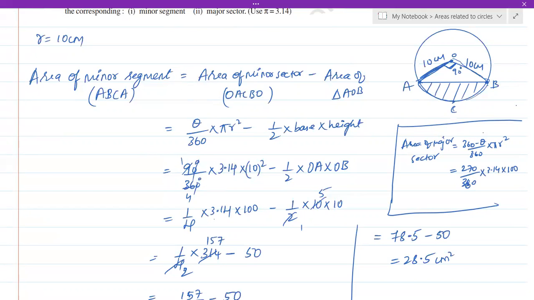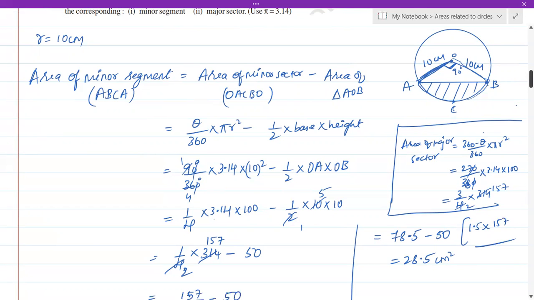So here it is 360, so 0 0 gets cancelled. If you cancel by 9, 9 3s are 27, 9 4s are 36. So into 3.14 into 100 is 314. So if you cancel it again, it becomes 2 2s are 2, 157. So 3 by 2 is 1.5 into 157. If you multiply 1.5 and 157, you will get the answer. That is the area of the major sector.